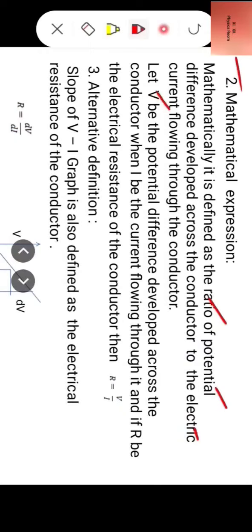Let V be the potential difference developed across the conductor when I be the current flowing through it, and if R be the electrical resistance of the conductor, then R is equal to V by I.